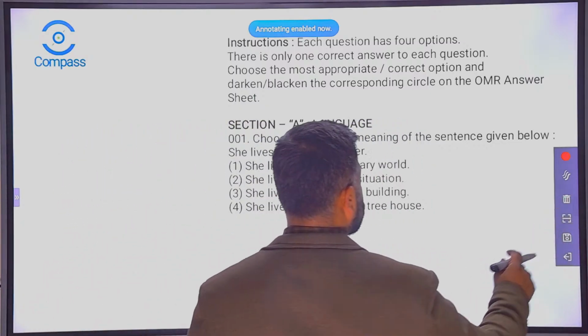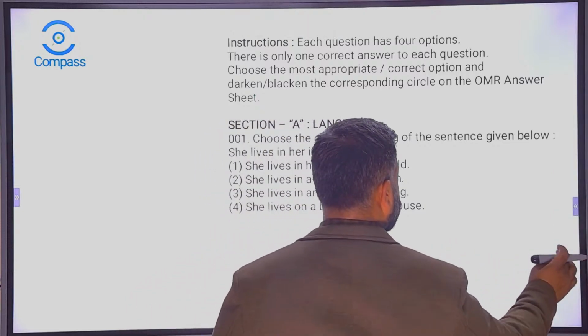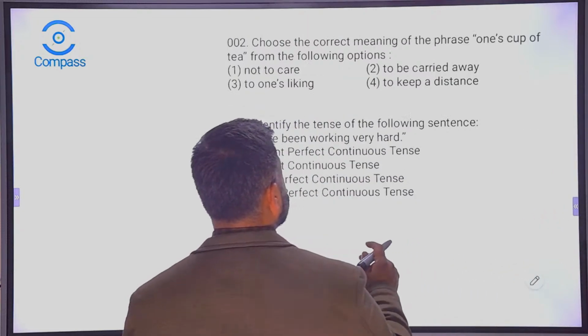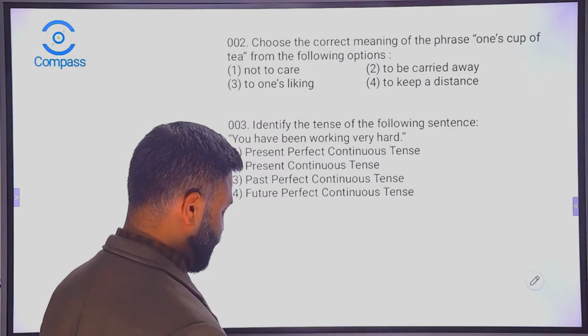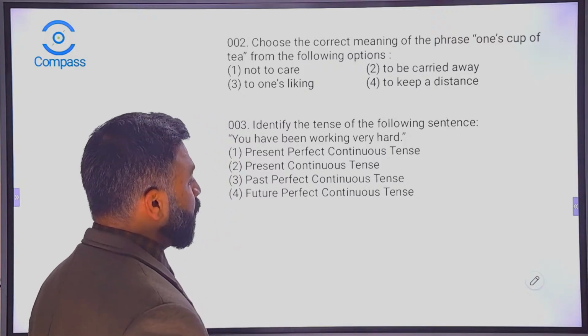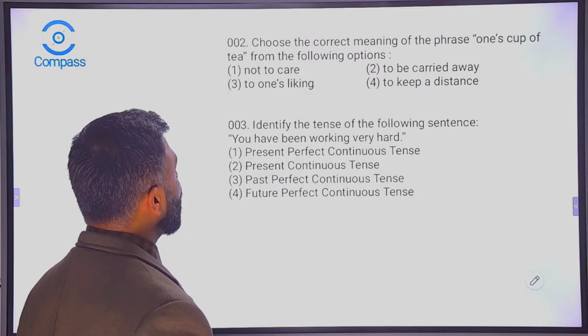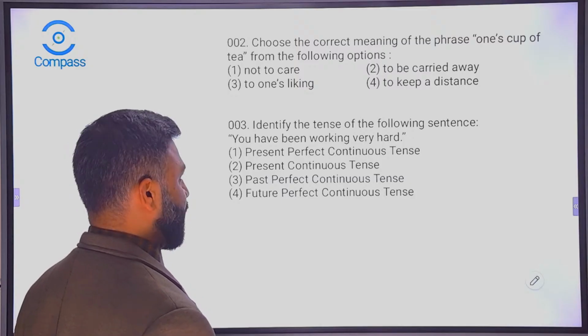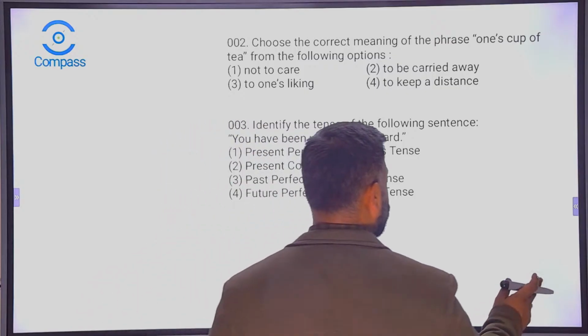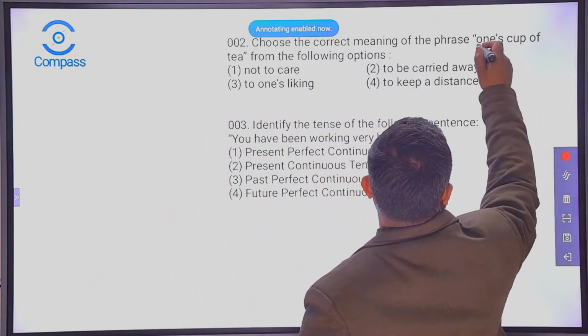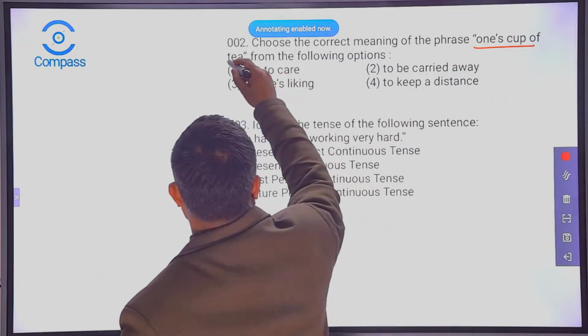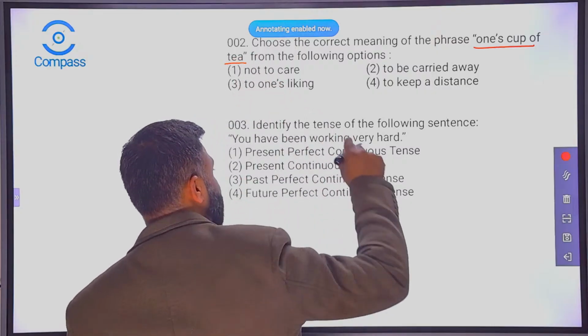All right, so let's just see. Question number 2. Choose the correct meaning of the phrase one's cup of tea. Let's just underline it first. One's cup of tea. See, that's what I was talking about, the vocabulary part.